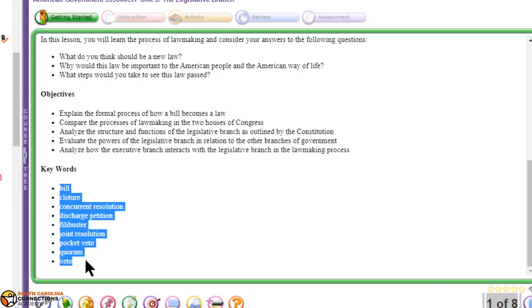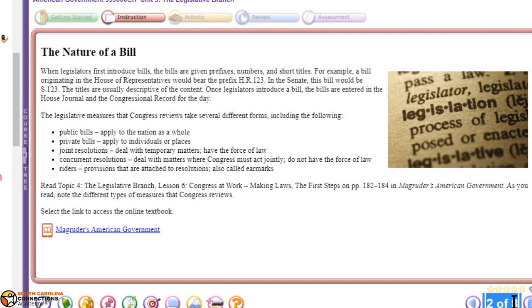And I said pocket video. What is wrong with me today? It is veto. Pocket veto. Pocket video is what you do when you accidentally turn your camera on in your phone. I'm not really that funny.